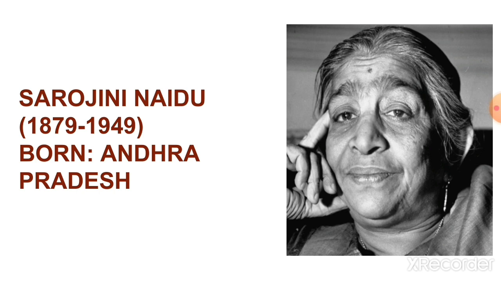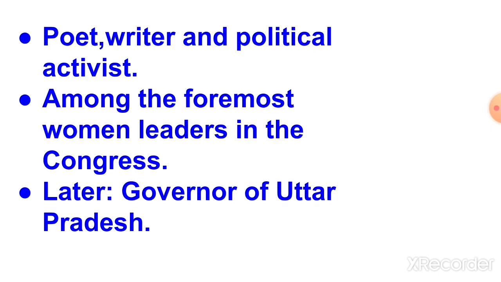Sarojini Naidu. She was from Andhra Pradesh. She was born in the year 1879. She died in the year 1949. She was a poet. She was also a writer and also political activist. Among the foremost women leaders in the Congress. She was very active. Later, she became the governor of Uttar Pradesh.